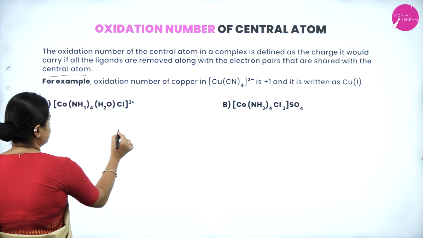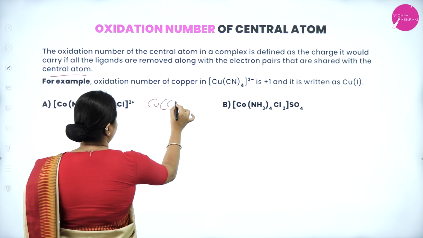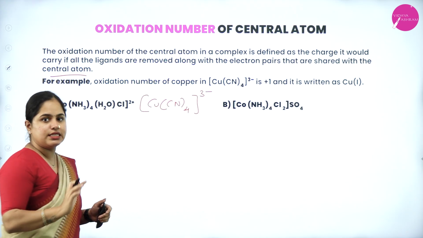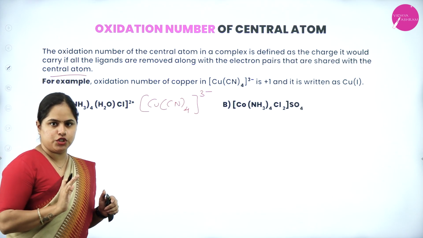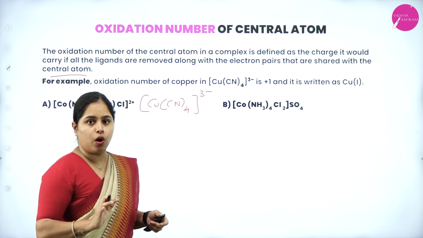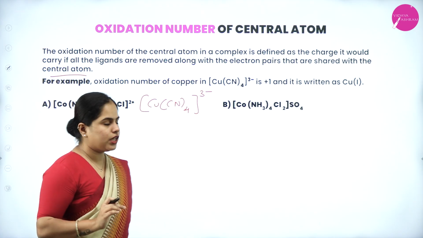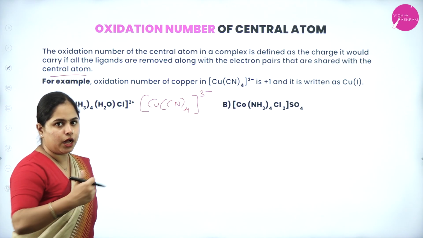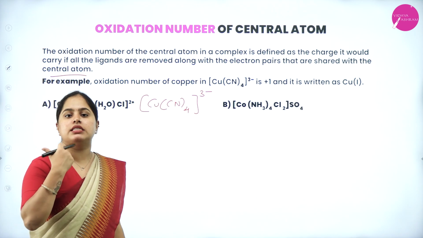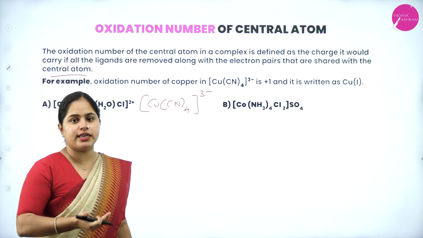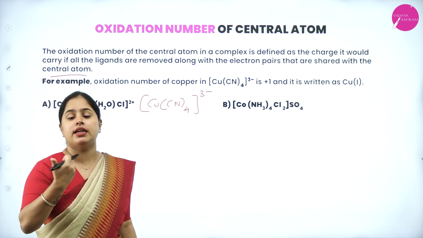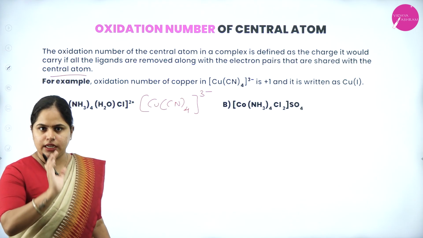So let's take this example itself in the beginning. [Cu(CN)4]3-. So this is the coordination compound which is given to you, right? As you can see here, there is a charge on the coordination compound also, that is 3-. Now, in the upcoming slides, we are going to study in detail about each ligand, whether it is an anionic ligand, a cationic ligand, or a neutral ligand, and whether those ligands are monodentate, bidentate, or polydentate.